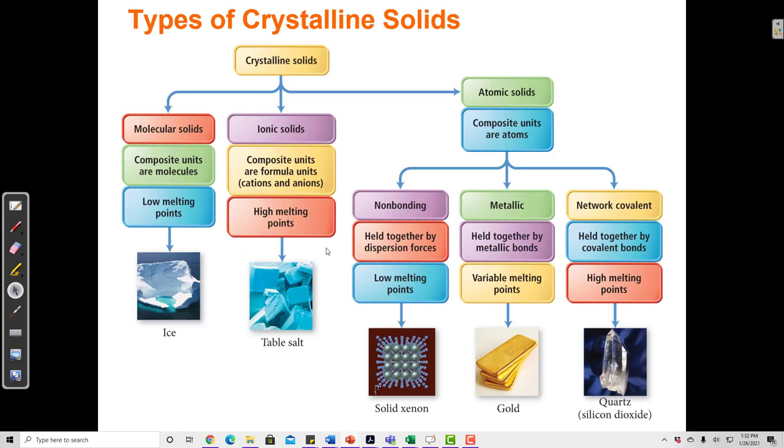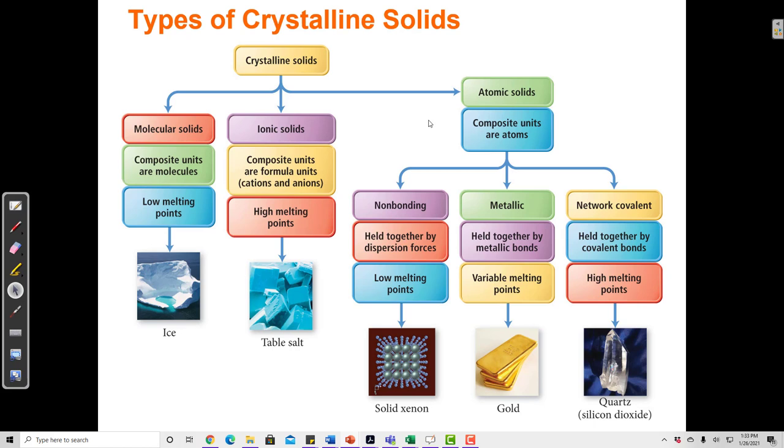So to summarize, molecular solids generally have low melting points because they're held together with intermolecular forces. Ionic solids generally have high melting points because they're held together with ionic bonds, and ionic bonds are much stronger than intermolecular forces. They're much stronger than hydrogen bonding and dipole-dipole and dispersion forces.